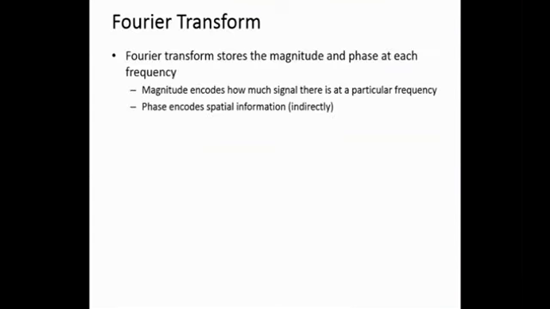So the Fourier transform stores the magnitude and the phase at each frequency. The magnitude encodes how much of a signal there is at a particular frequency, and the phase indirectly encodes the spatial information. So the phase of a sinusoid tells you how the sinusoid is shifted.